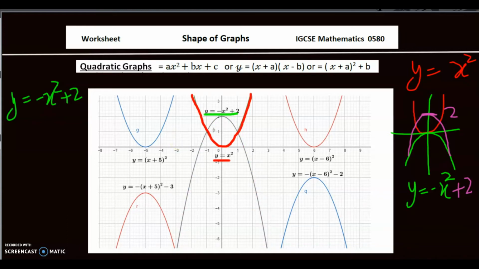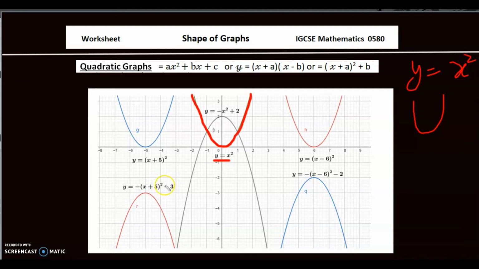Let me mark it in green. So this is the graph of y equals minus x square. It's upside down. It's an inverted U because it's minus x square, and plus 2 simply moves the graph from here to 2 units up.